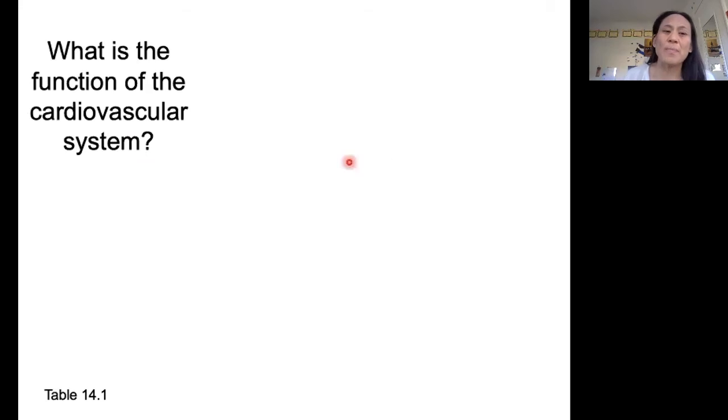So first, I just want to pose this question to you. I want you to just pause and think for a few seconds. What is the function of the cardiovascular system? What do you remember from elsewhere in your life about what the cardiovascular system does? Just think about that for a second.